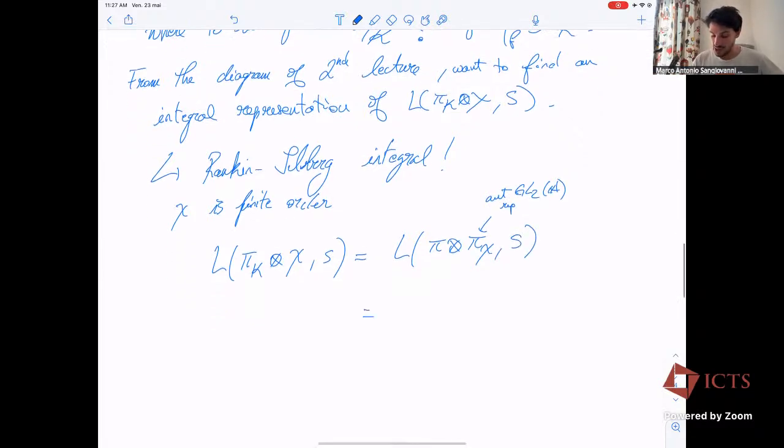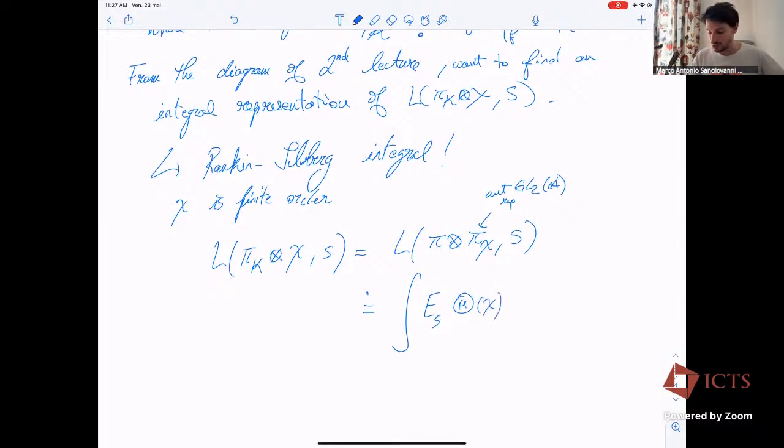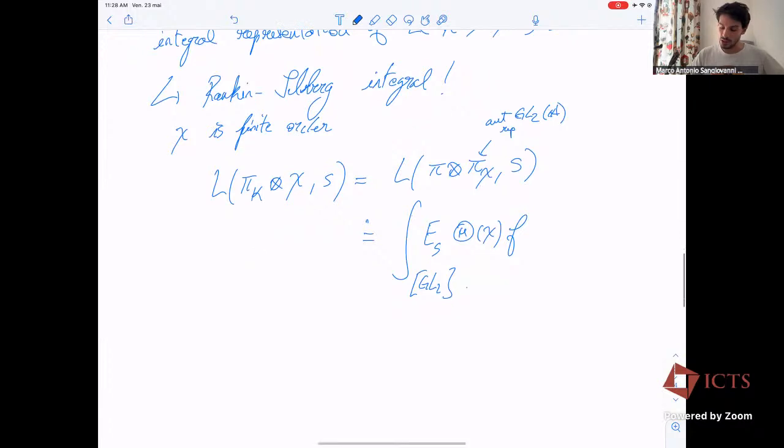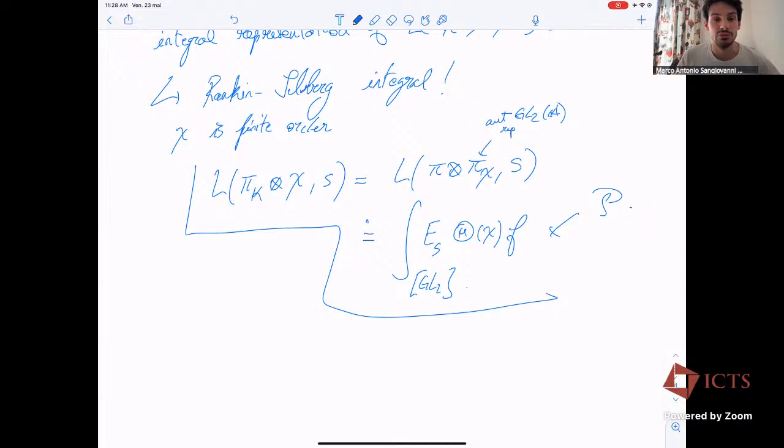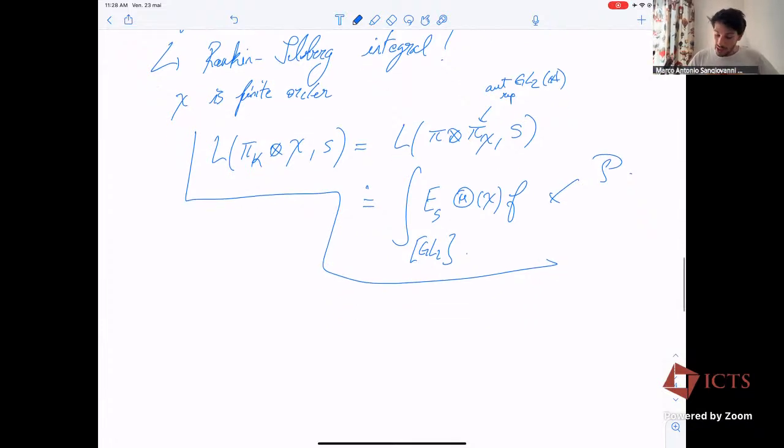And so I can write this down as the integral of an Eisenstein series with the parameter s times the theta series attached to chi. This would be a weight 1 form, and then times f, my weight 2 form. And this happens on GL2. Okay, so this was my period integral that should motivate the construction of the Euler system. Okay, so now there are actually two ways to interpret such an integral.